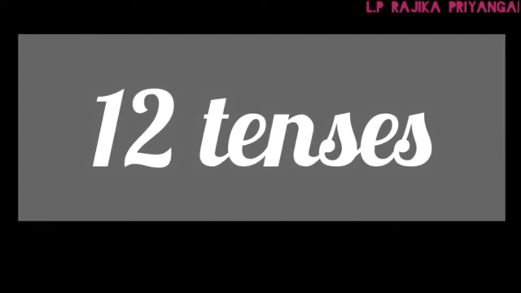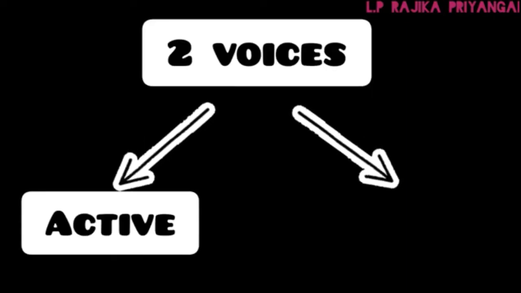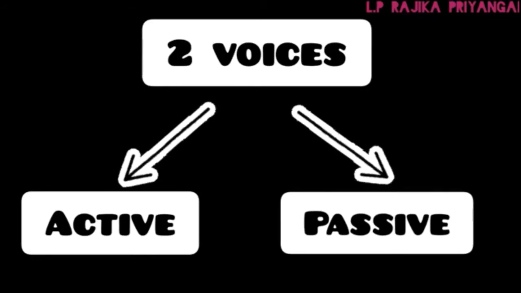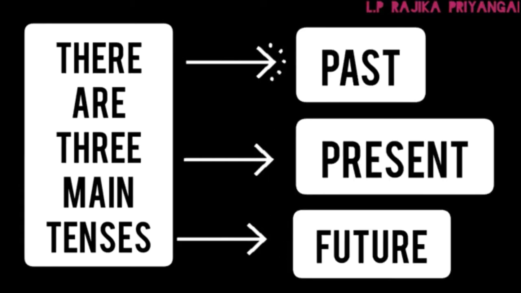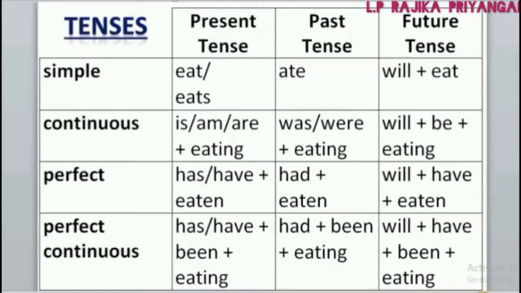In the English language there are two voices. They are active voice and passive voice. In active voice there are three main tenses. They are present, past and future. We can subdivide each tense into four parts. They are simple, continuous, perfect and perfect continuous. So altogether we get 12 tenses.